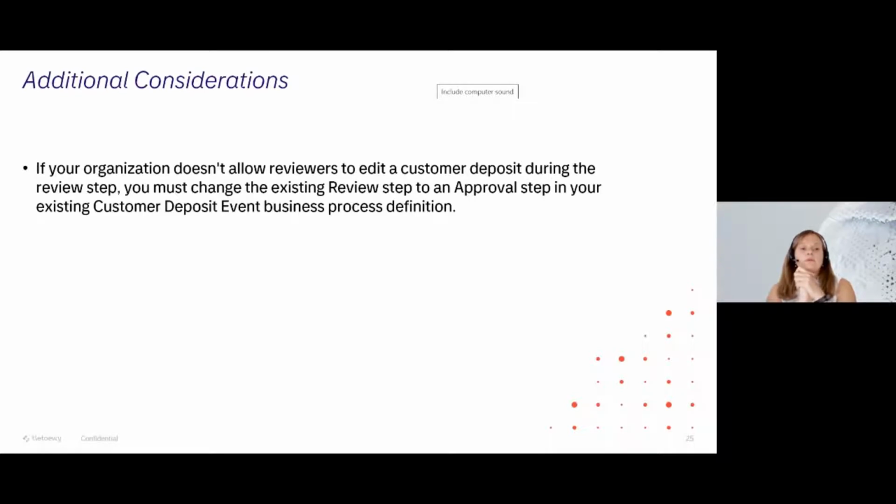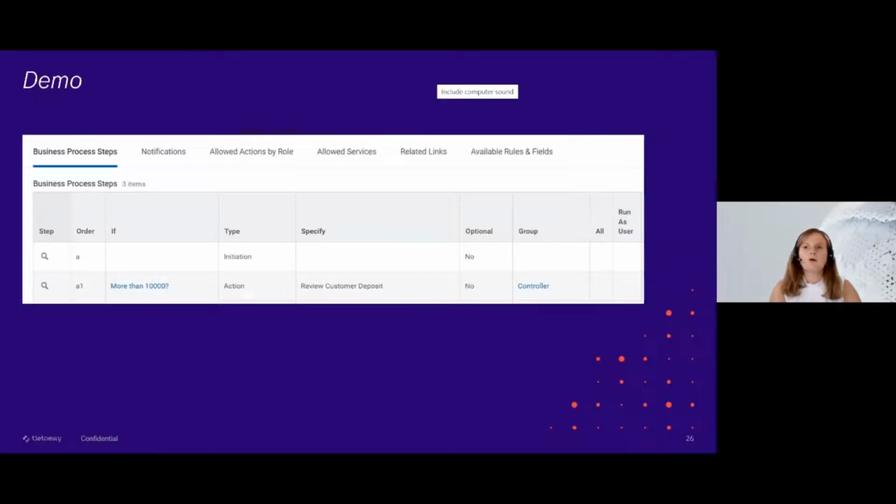There is one really important consideration about this feature. If your organization doesn't allow reviewers to edit a customer deposit during the review step, you must change the existing review step to an approval step in your existing customer deposit event business process definition. So since this feature is automatically available, if you have on your business process definition the action step to review customer deposit, then it automatically means that the reviewer will be able to edit this customer deposit before the approval.